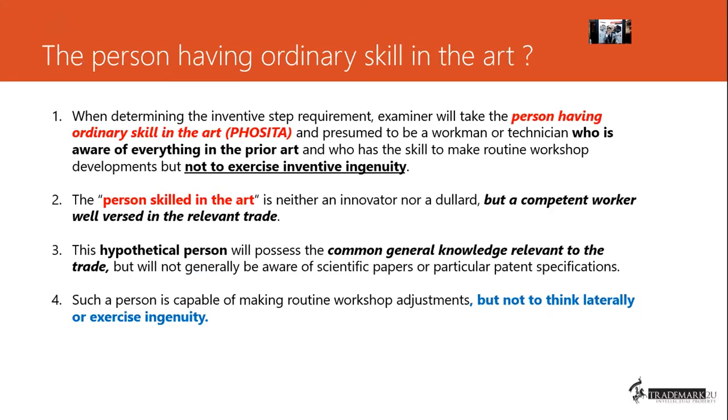Okay, the last one I always want to emphasize is the person having ordinary skill in the art. Now I will try my best to summarize for you. When you determine the inventive step requirement, the examiner will normally take the person having ordinary skill in the art, POSITA, and assume him to be a workman, a technician who is aware of everything in the prior art and who has the skill to make routine workshop improvements, but does not exercise any inventive ingenuity, okay?